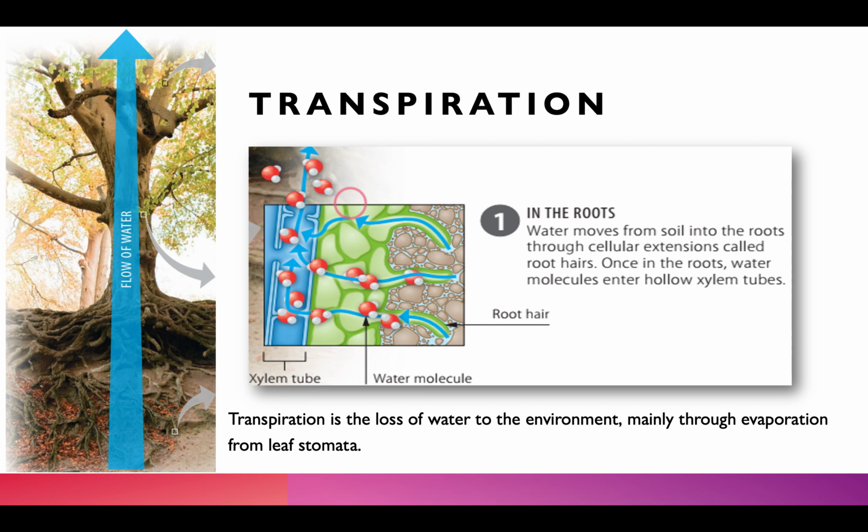So people have long wondered how plants, especially very tall trees, lift water from the roots to the leaves against gravity. Transpiration is the loss of water to the environment mainly through evaporation from leaf stomata. This is the phenomenon that explains how water can completely resist gravity and travel upward. Through this mechanism, the leaves can obtain water and nutrients taken up from the soil.